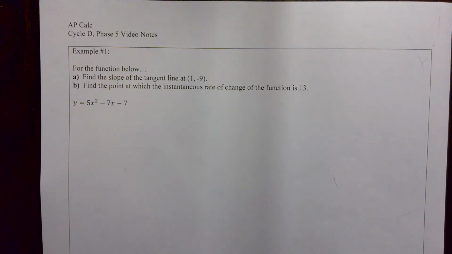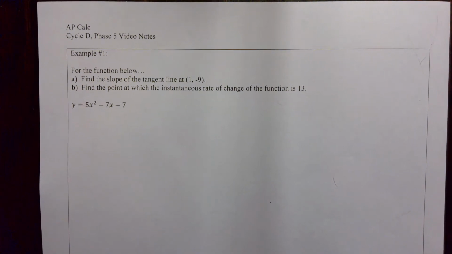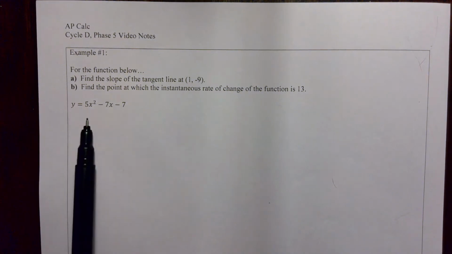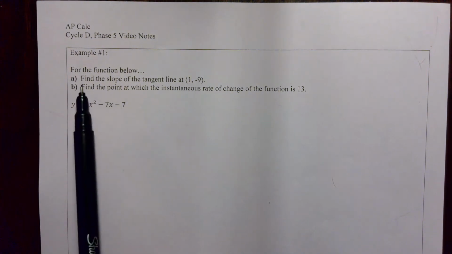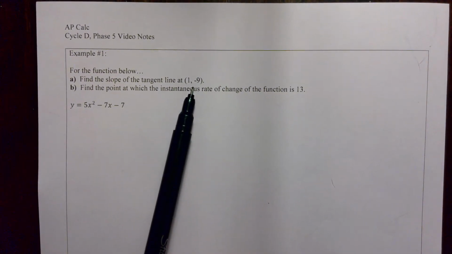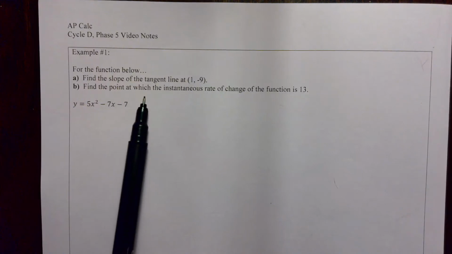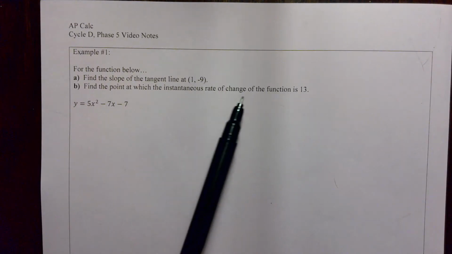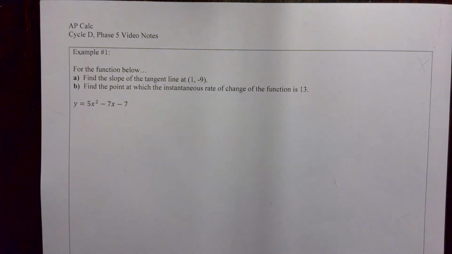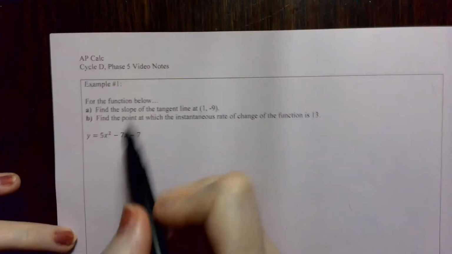Okay, so here is the D-5 video. I'm going to do 2 examples, and then for the practice, you're going to do 6 examples that are very similar. So example 1, for the function below, A, find the slope of the tangent line at 1, -9, and then B, find the point at which the instantaneous rate of change of the function is 13.